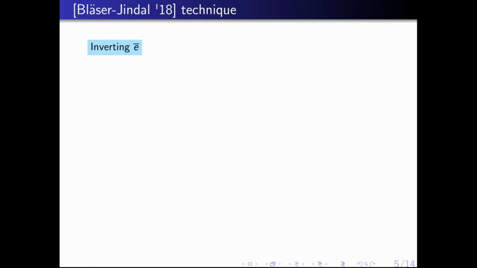The Blaser-Jindal technique heavily relies on one key thing, that is inverting a map. So what sort of map is that? Let's see. The map E bar that goes from Cn to Cn takes any input A bar and outputs elementary symmetric polynomials of degree 1 at A bar, elementary symmetric polynomial of degree 2 at A bar. So it basically computes E1 of A bar, E2 of A bar, up to En of A bar. So this is the map.